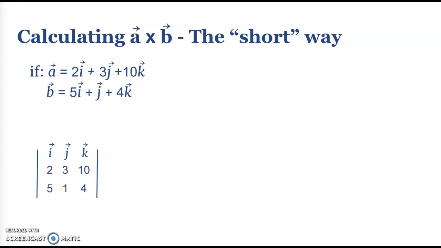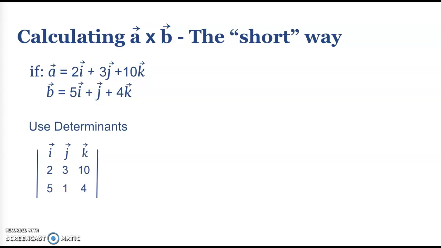All right, so for the shortcut way, you have to start by setting up a little matrix. That matrix's top row is going to have vectors i, j, and k. The middle row will be the first vector that you're multiplying, and the bottom row will be the second one. Remember, order does matter.